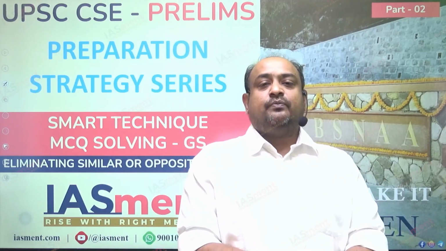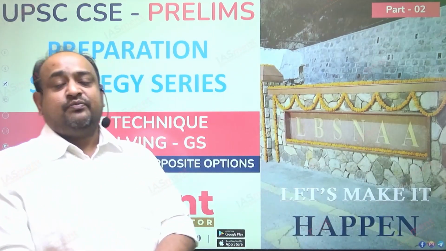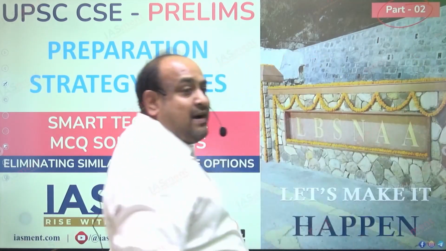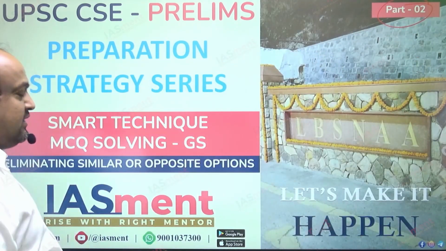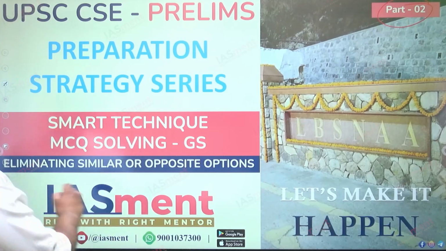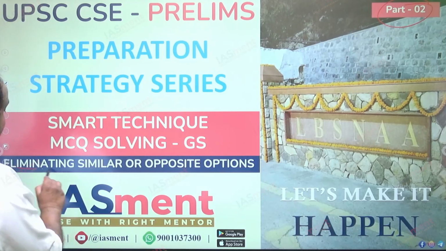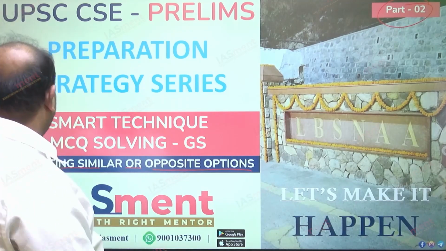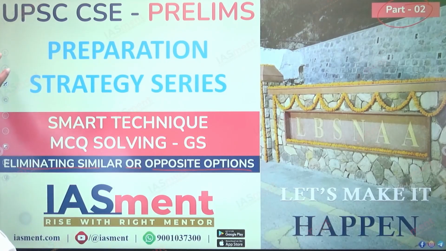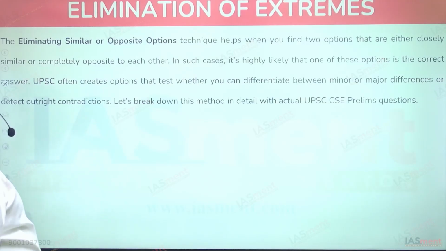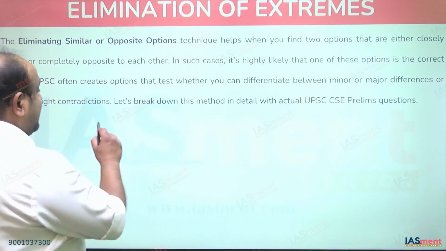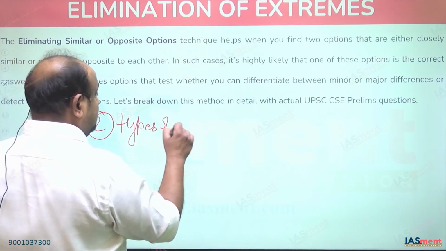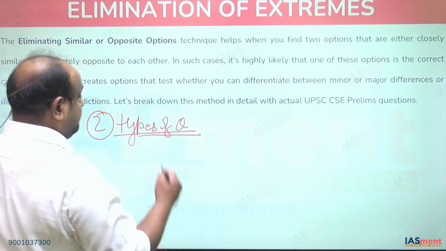So this is the second part of this section, part 2, and in this part we are discussing a technique by the name of eliminating similar or opposite options. Now, what is this strategy? Let's understand. There can be two types of questions under this technique.